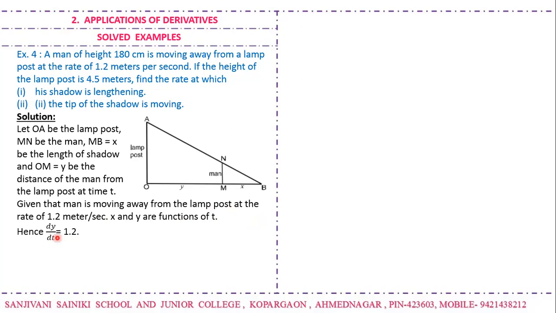So what is given, dy by dt, the rate of change of y, is given as 1.2. The rate at which the shadow is lengthening is dx by dt.